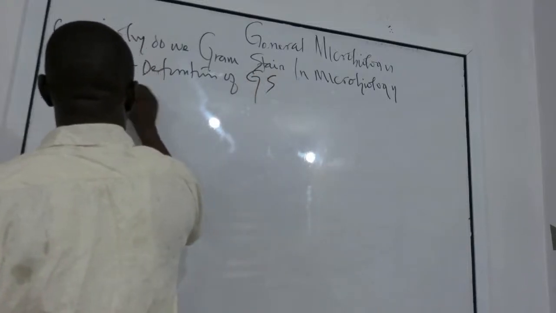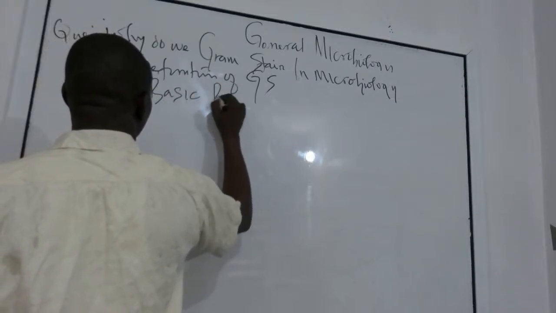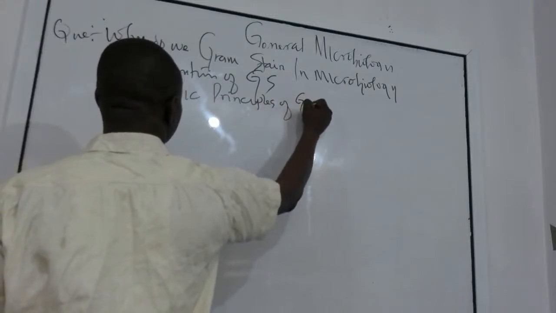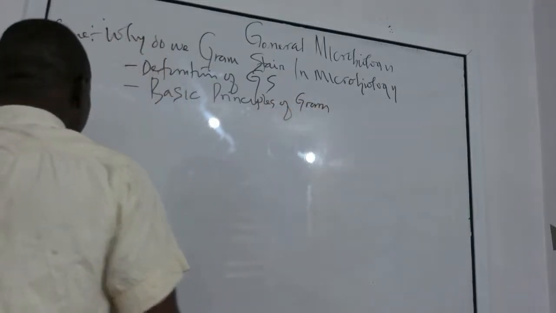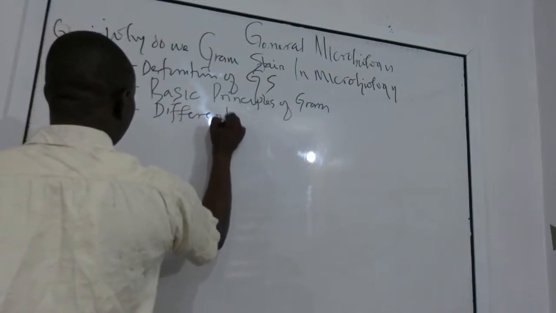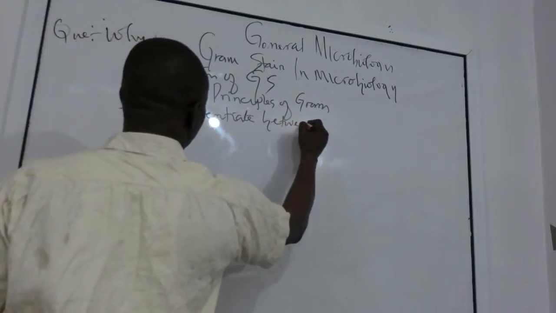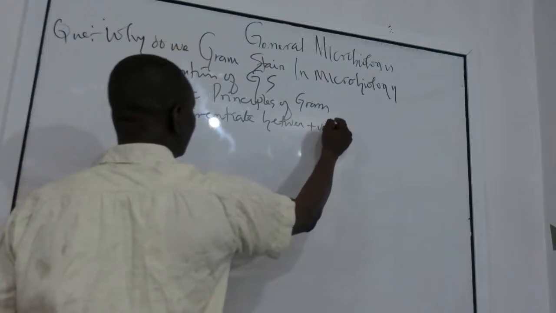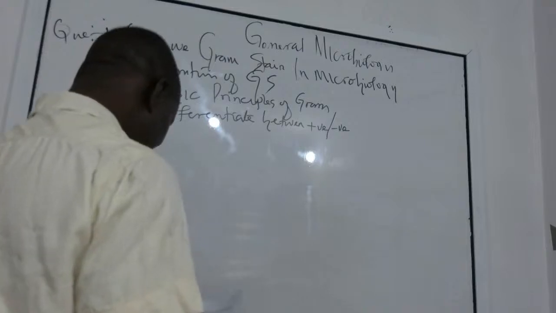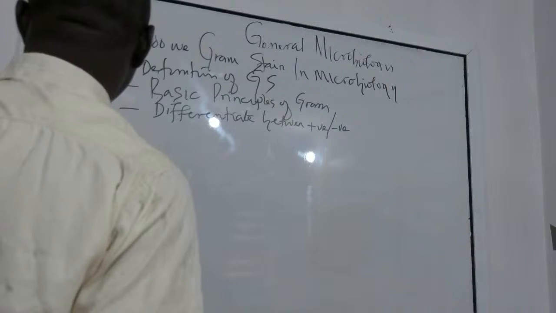When you want to answer this, I'm expecting you to know the definition of gram staining. After that, the basic principles of gram staining. You should be able to highlight it. Then you should be able to differentiate between positive and negative gram staining. How would you see that under the microscope? It's very, very important.